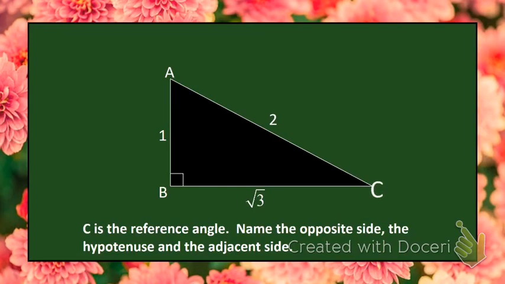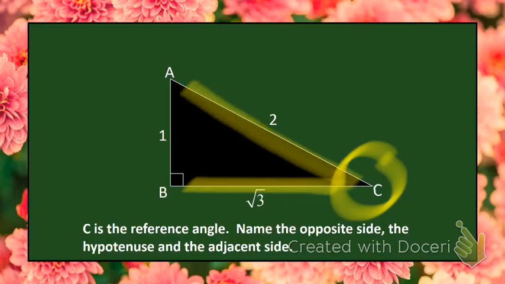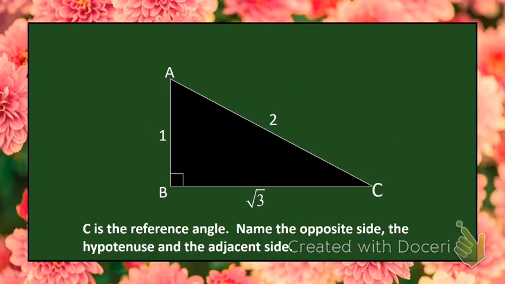Here's another example. This time it tells us that C is the reference angle. So I circle angle C. I highlight the two sides of angle C, the two sides that make up the reference angle. The longer of those two sides will be the hypotenuse. The other side will be the adjacent, and the remaining side will be the opposite.